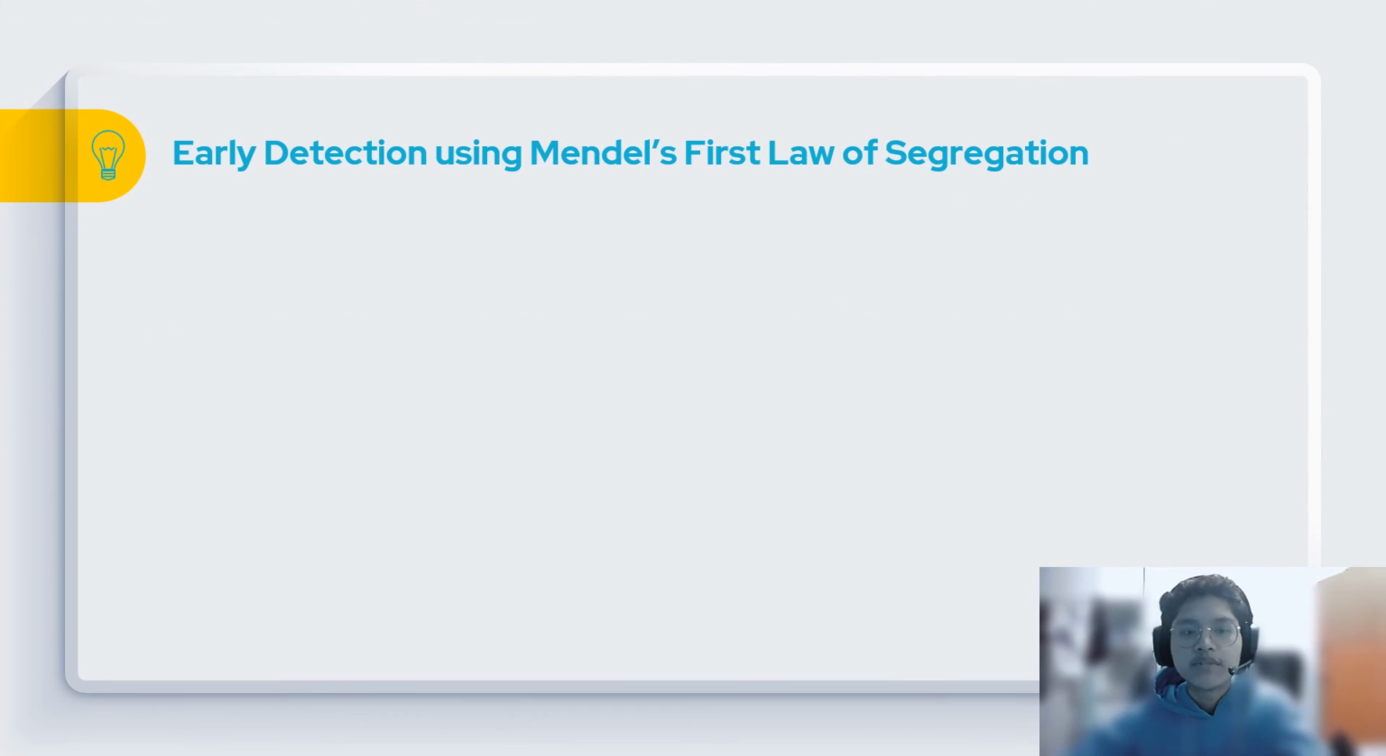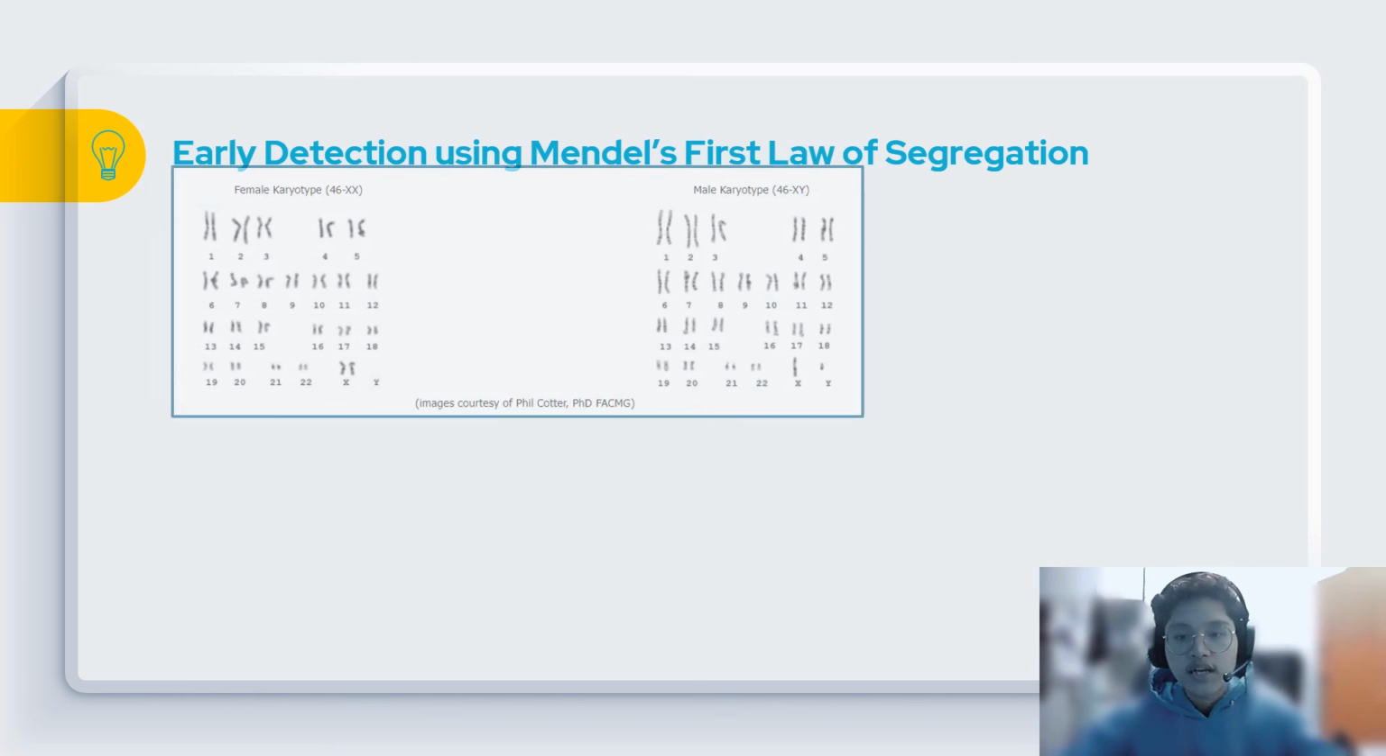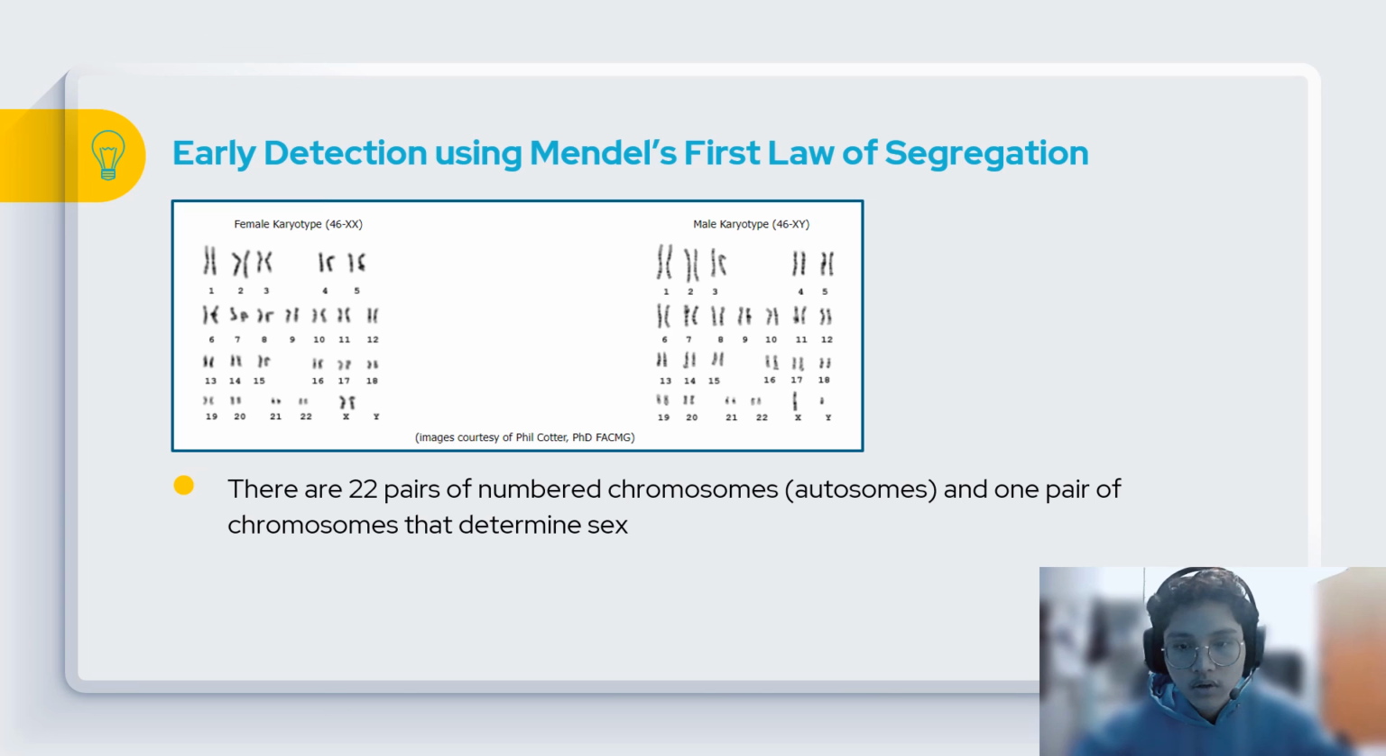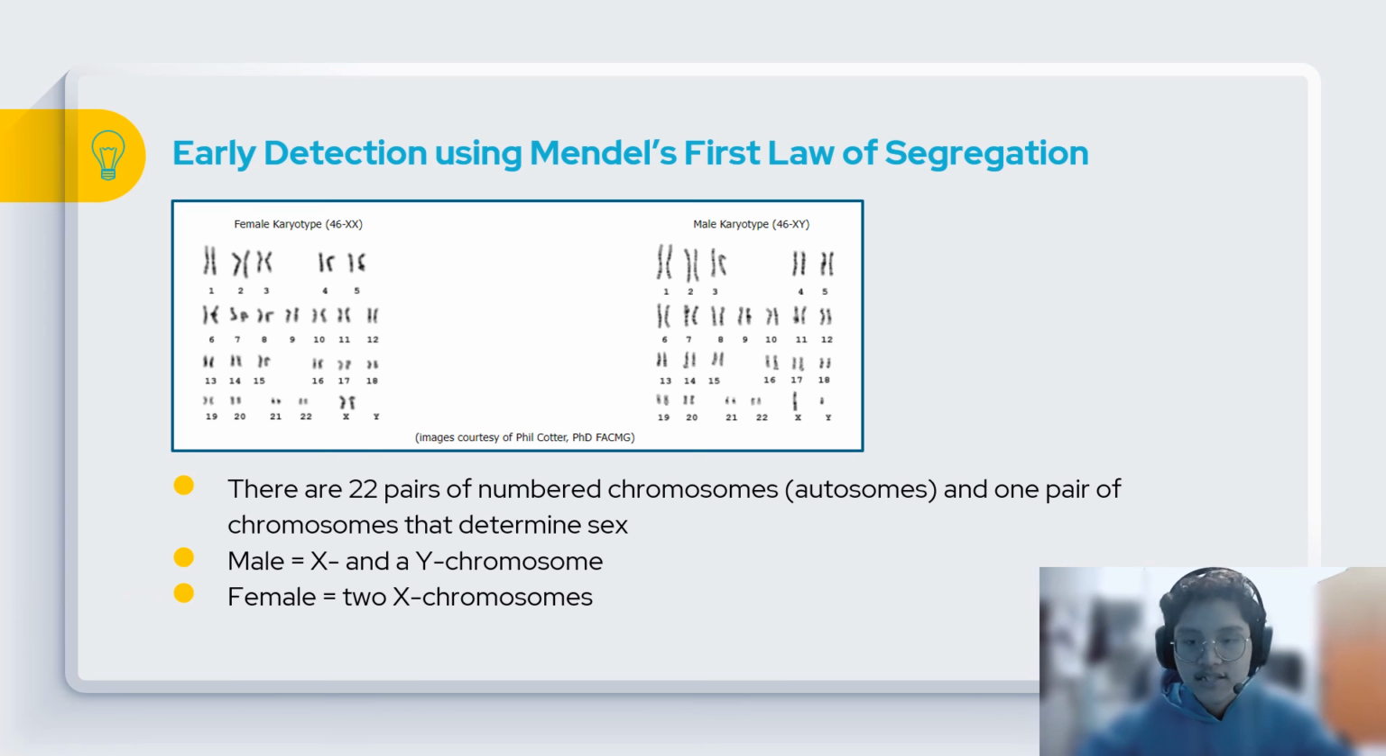How can we detect a person with thalassemia? We can use Mendel's first law of segregation. This picture shows a karyotype, or a picture of an individual's genetic information as seen via a microscope. There are 22 pairs of numbered chromosomes, autosomes, and 1 pair of chromosomes that determine sex. A male possesses both an X and a Y chromosome, whereas a female possesses 2 X chromosomes.